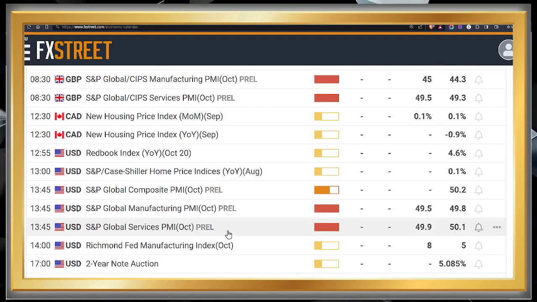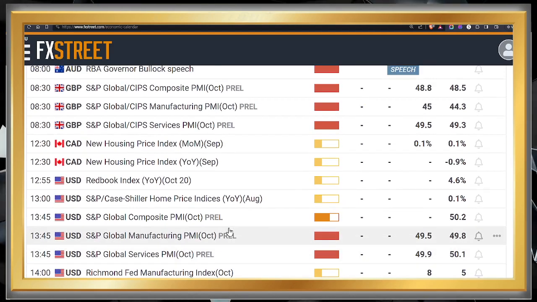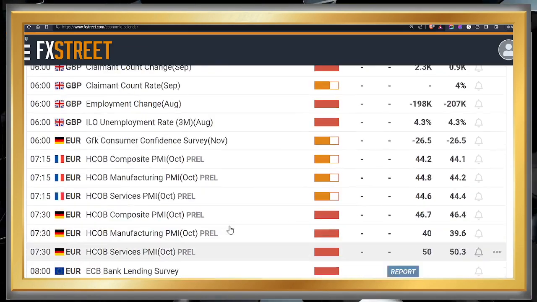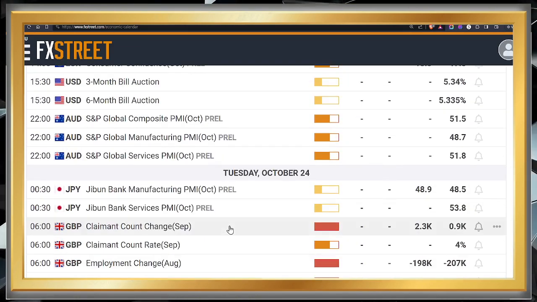Like we have a handful of S&P Global publications for the manufacturing, the services, and composite PMI from both the United Kingdom and the United States. And of course, we have labor data from the United Kingdom coming up tomorrow.